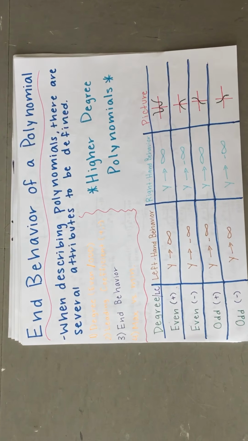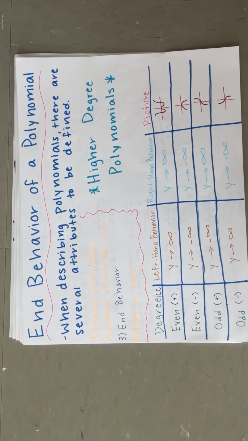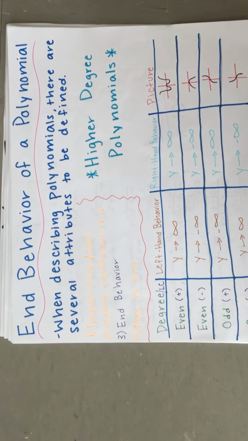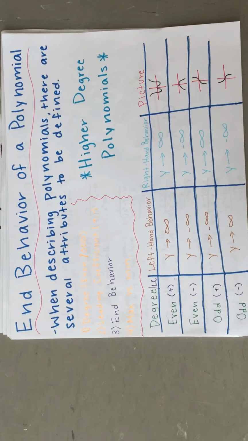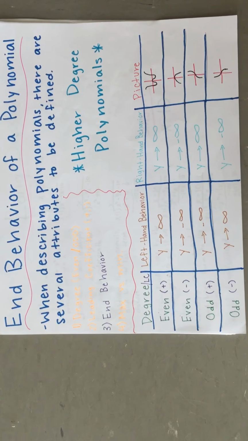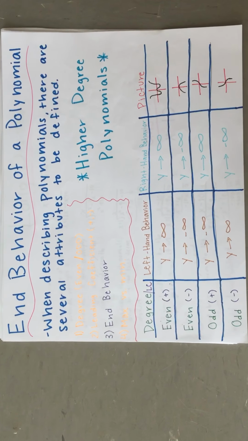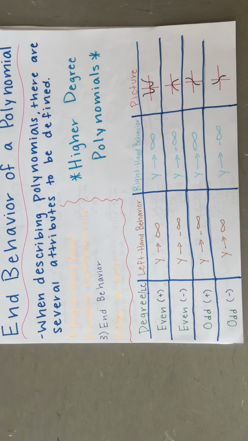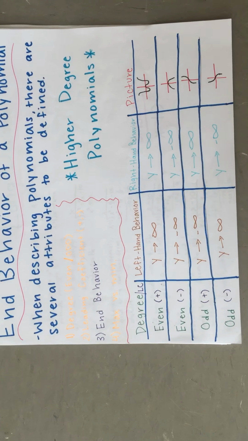End behavior of a polynomial. When describing polynomials, there are several attributes to be defined: degree, even or odd, leading coefficient, plus or minus, end behavior, and max versus min. Higher degree polynomials is the end behavior.